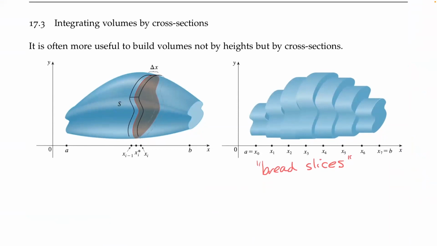Think of it as a loaf of bread, and you're slicing up that loaf of bread to get these individual slices. You can work out the cross-sectional area of that slice. And then if you know the width of that slice, you can work out the volume of that slice.